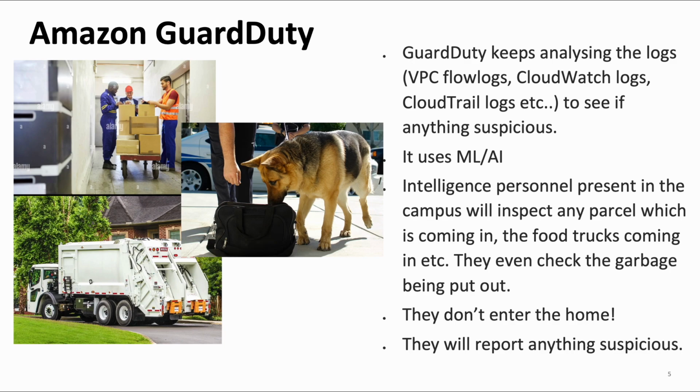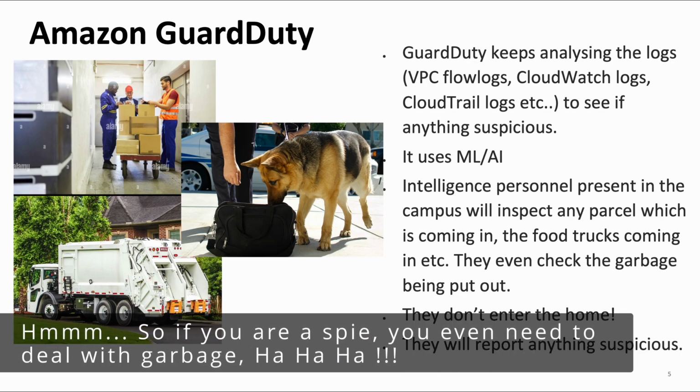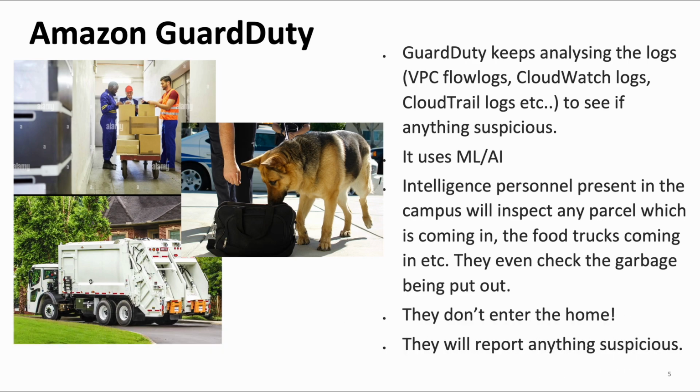For example, a parcel is coming inside. They will check the parcel, what is going inside. Or even when the garbage truck comes inside, whatever garbage goes out of the home, the intelligence person will check that also to see if there is anything suspicious with respect to any poisonous material, anything. Or they may have sniffer dogs to check if something suspicious is coming in or going out, etc. So they will not get entry to the house.